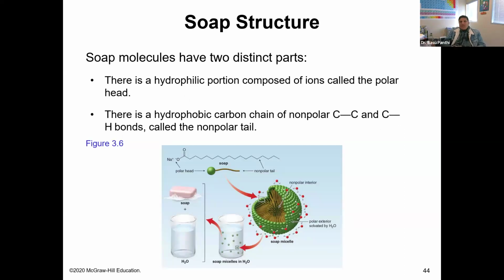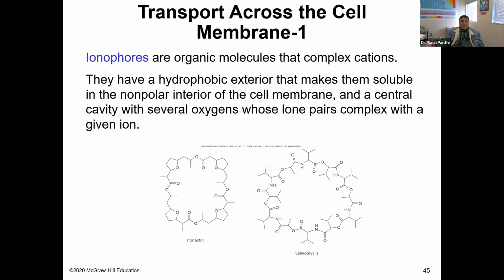Soap structure, we don't need to go into more detail, but soap has two ends. One is a polar end, the polar sodium salt end. The other is a non-polar tail. When you dissolve it in water, the polar side interacts with the water outside and the tail goes inside. So it forms a ball, or micelle. When you are cleaning, the oil or grease will be trapped inside and the water sweeps away the micelle. That's how it cleans. Okay.